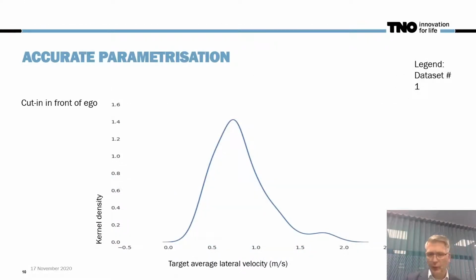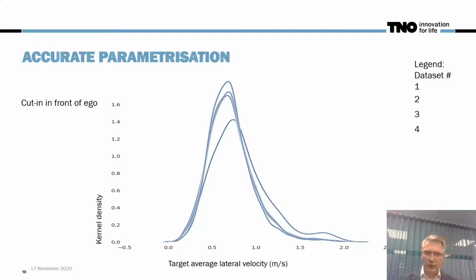Just as an example, if we add data sets to a parameter distribution, for the first data set it might look like this, for the second and the third together it looks like this, for 3 data sets it looks like this, and for 4 it looks like that. So clearly the distribution is changing, but it's a bit hard to tell the difference. So we came up with a measure for that.